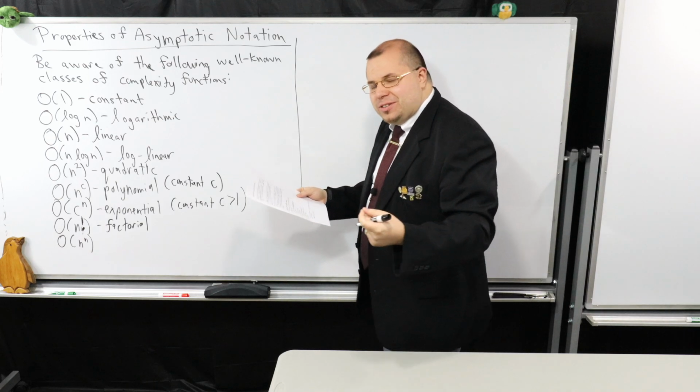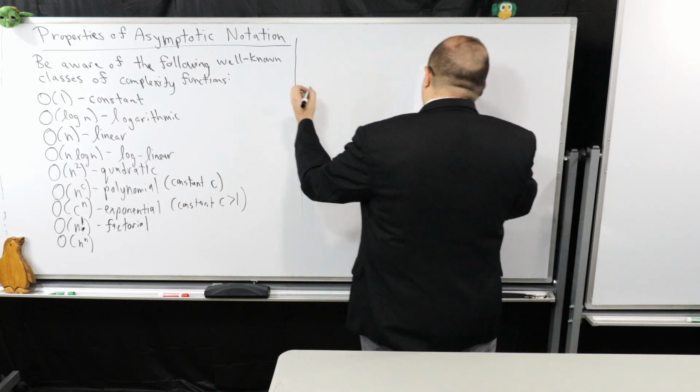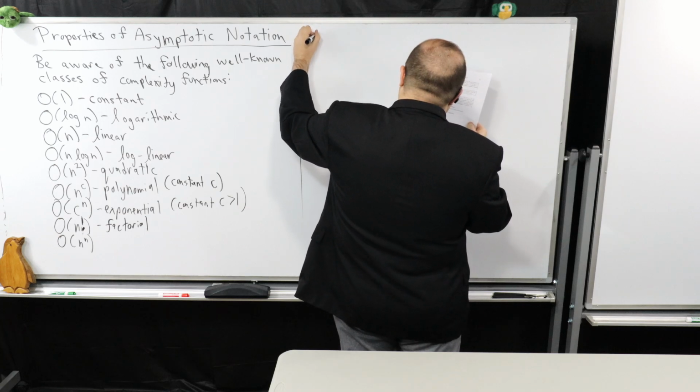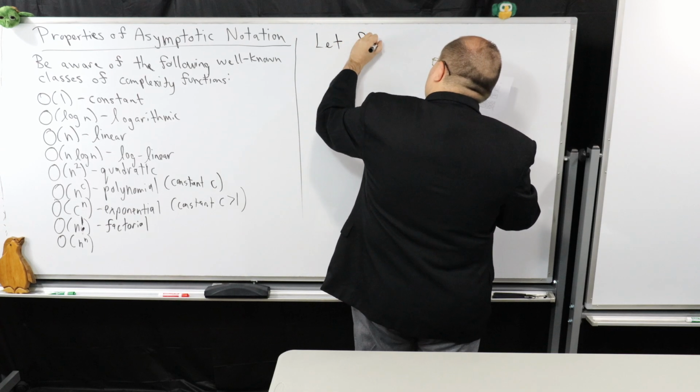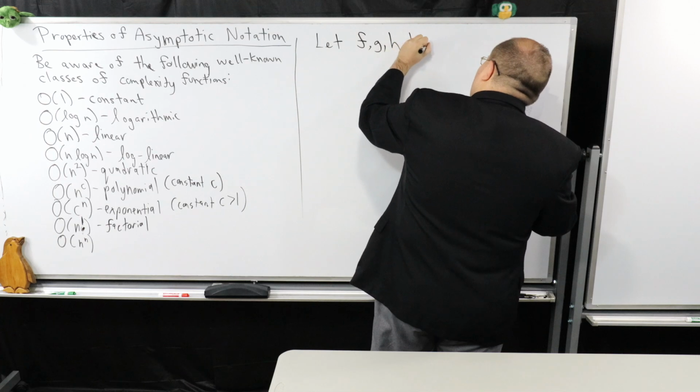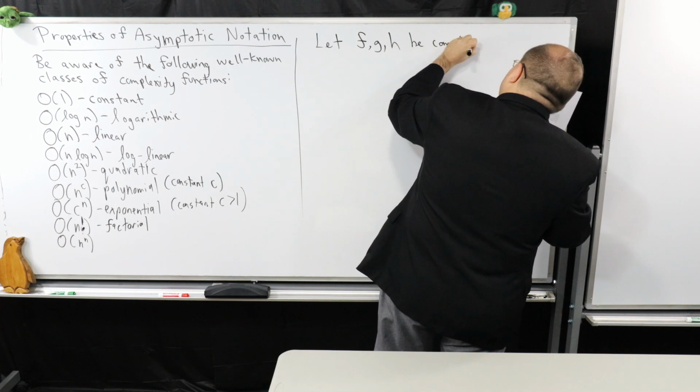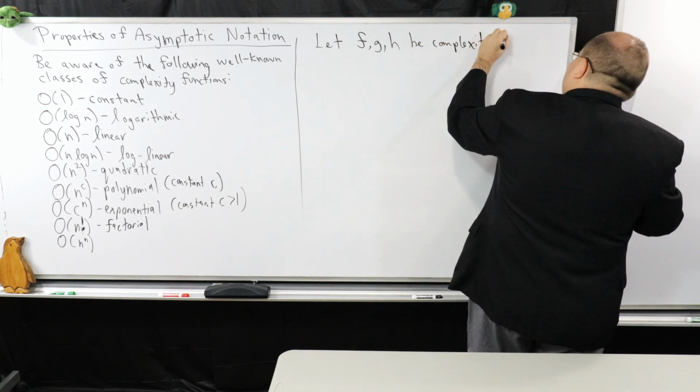So now I want to switch gears. I want to talk about properties of asymptotic notation. So I'm going to let f, g, and h be complexity functions.